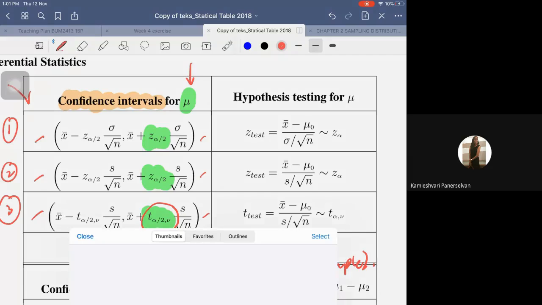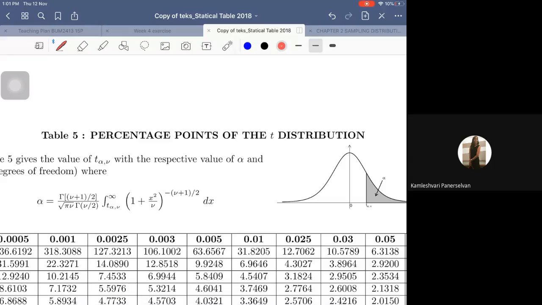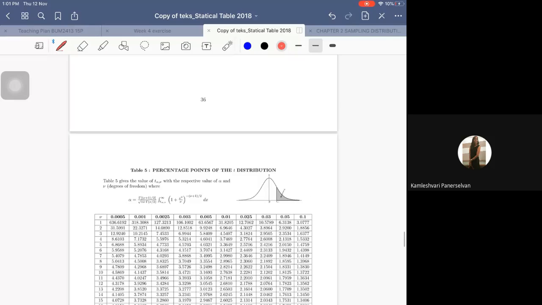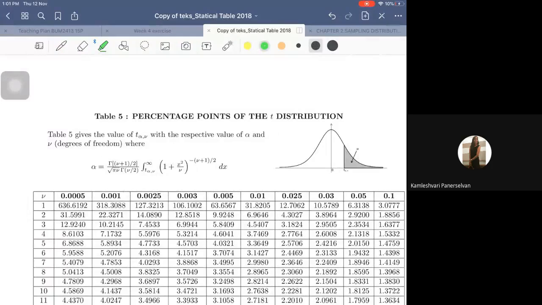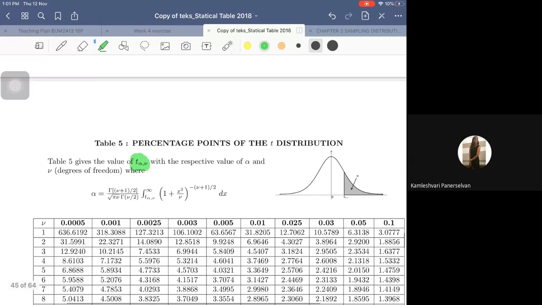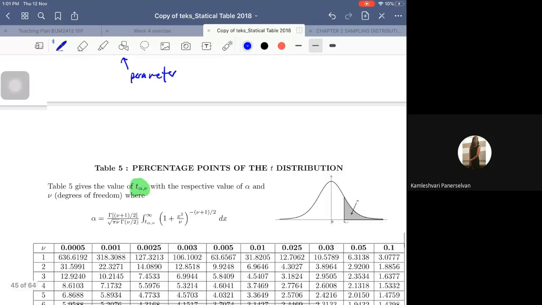It's going to be on the page that comes right next to the Z distribution. So this is going to be on page number 37. Here, this is what we wanted. Previously, when we have Z, we only have one parameter, Z alpha. So this alpha over here is called a parameter. But when you have the T distribution, you have two parameters.